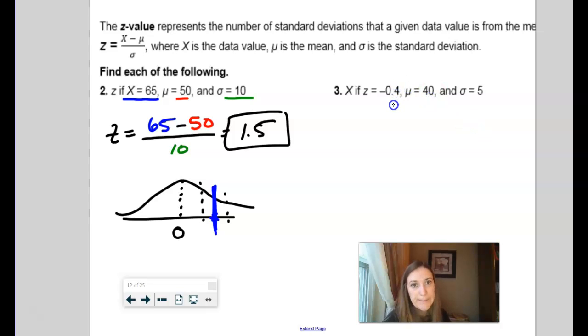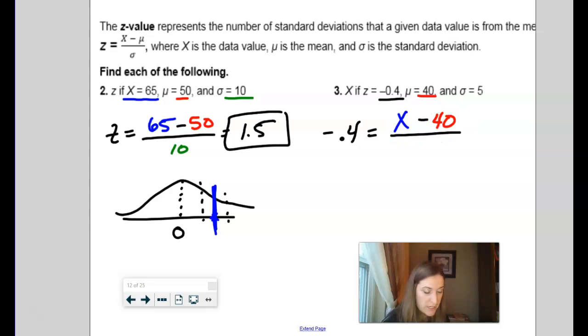All right. So this one is kind of backwards. This time they don't tell you the x value and they give you the z-score. So the z-score is negative 0.4, and we don't know the x value. That's what we're trying to look for, the statistic. The mean is 40, and your standard deviation is 5. So then we'll do a little fancy work. I'm going to be honest, I'm using my calculator because I'm tired. So I'd multiply this by 5.